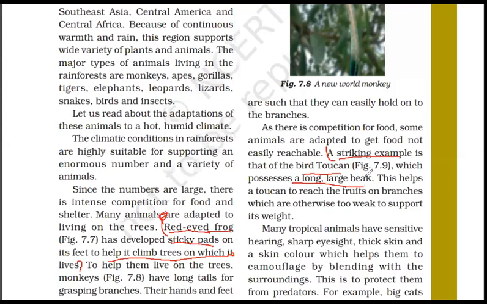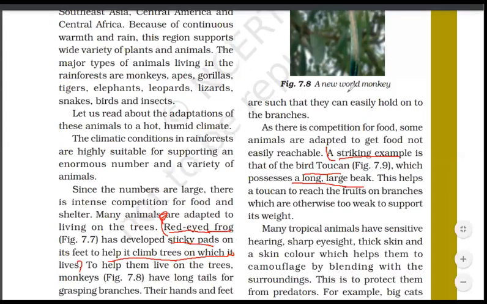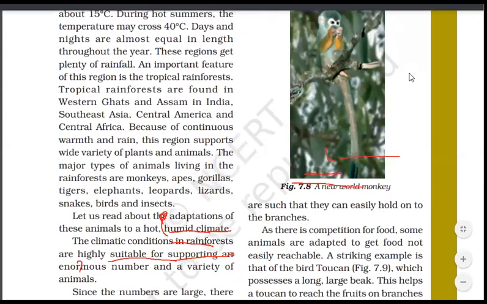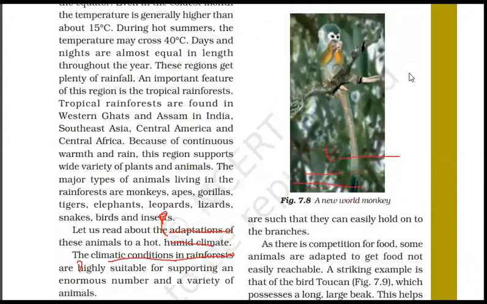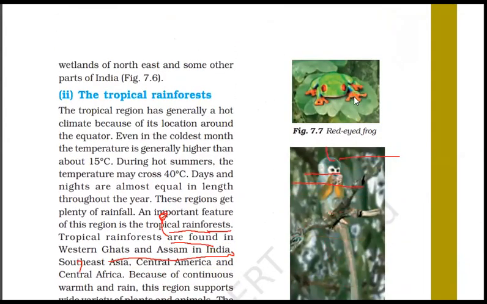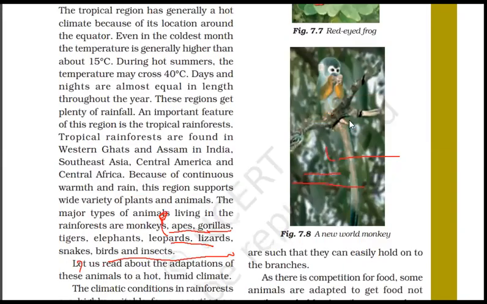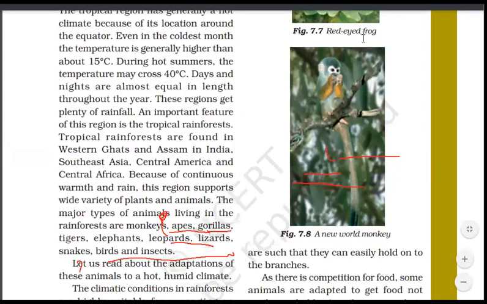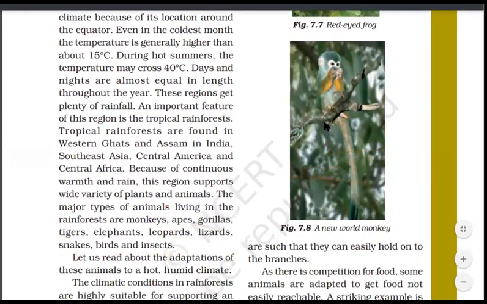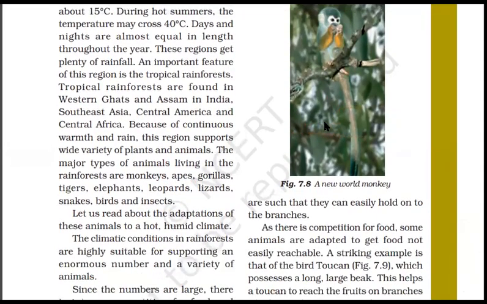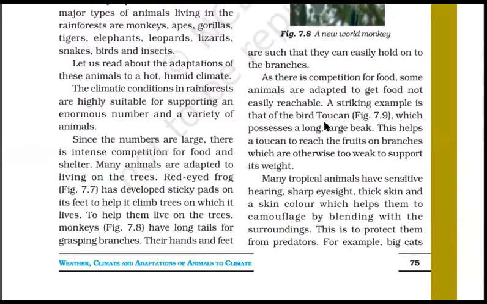Because they basically hold fruit from the tree branches with the help of their beaks. So this is the picture of the red-eyed frog, and this is the picture of, obviously, your neighbors. You can just see them out of your window.